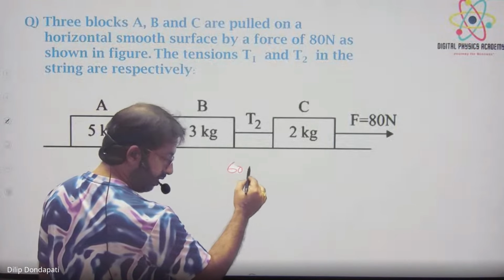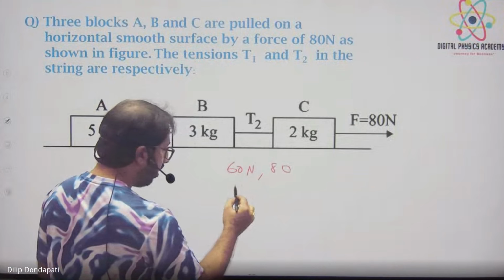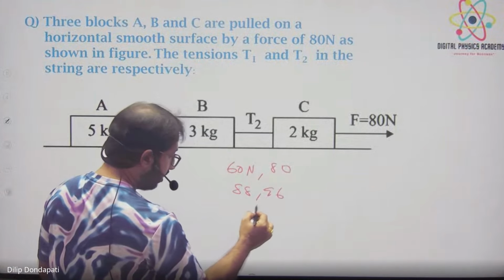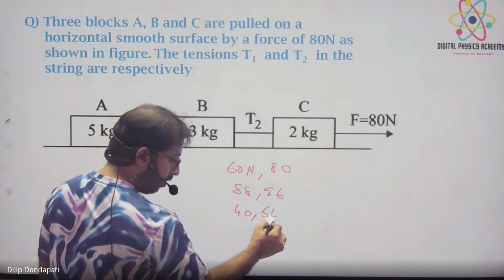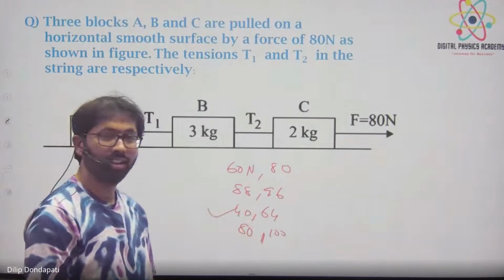Sir, I got the answer. So very easy. Let them do it. Sir, T1 is, sir, wait. Let them tell. I'll give options: 60, 80, 88, 96, 40, 64. Yes, tell. Sir, 40/64. Oh, T2 is there. 40/64. Yes, this is the answer.